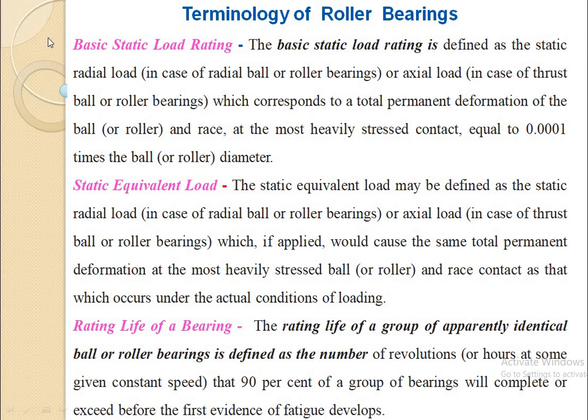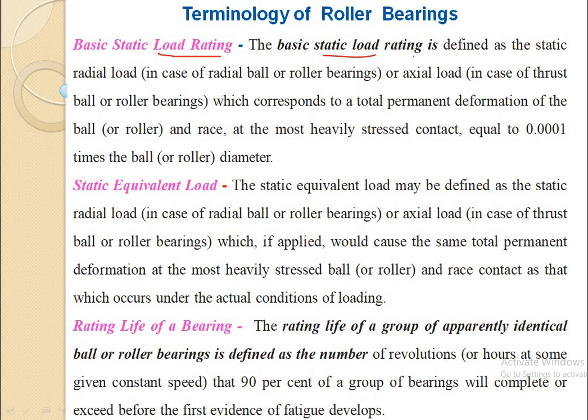Start with the first term associated with the roller bearing, that is the basic static load rating. What is meant by the basic static load rating? The basic static load means the load when there is a constant force or constant load acting on the bearing. That is the static load. It is not the dynamic load. That is the basic static load rating of a bearing.